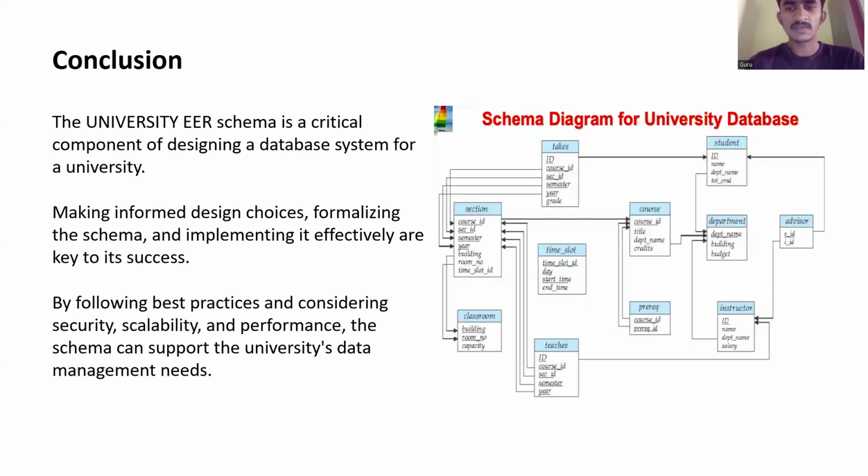Conclusion. The university ER schema is a critical component of designing a database system for a university. Making informed design choices, formalizing the schema, and implementing it effectively are keys to its success. By following best practices and considering security, scalability, and performance, the schema can support the university's data management needs.